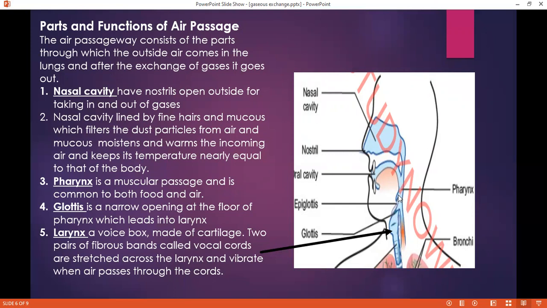So this epiglottis basically works as the opening and closing of the glottis. Whenever the food comes in, this epiglottis covers the glottis. So food never comes down into your air passage.